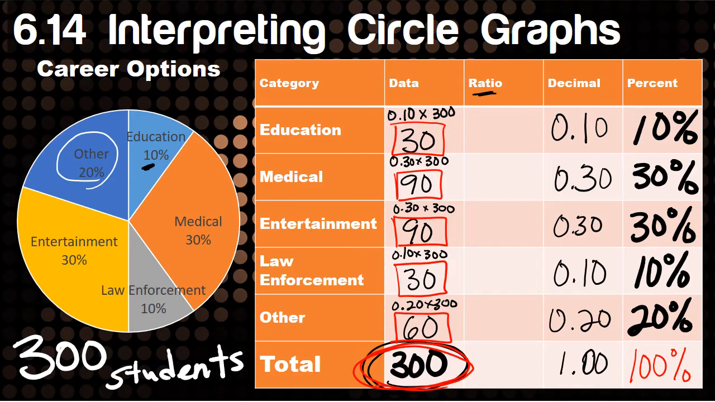So now, let's figure out our ratio. Our ratio is just the category group over the total. For education, it would be 30 over 300. Then we have medical at 90 over 300, and entertainment at 90 over 300. Law enforcement is 30 over 300, and our other is 60 over 300. For the sake of this video, we're not going to simplify, but we're going to keep it at 300 over 300.